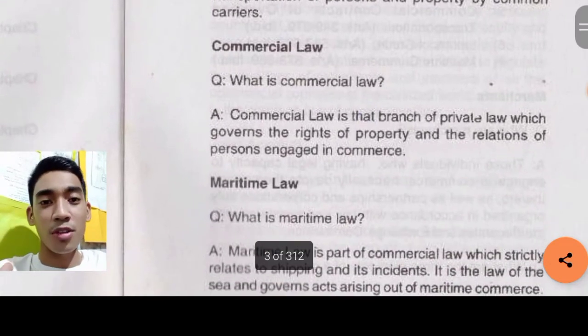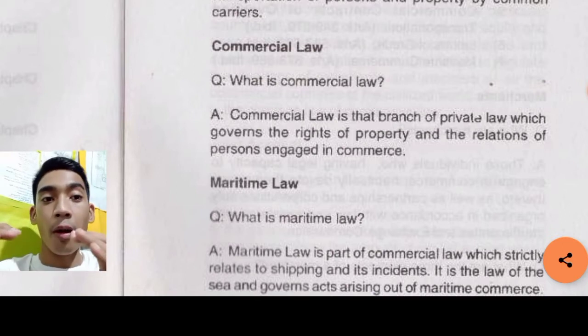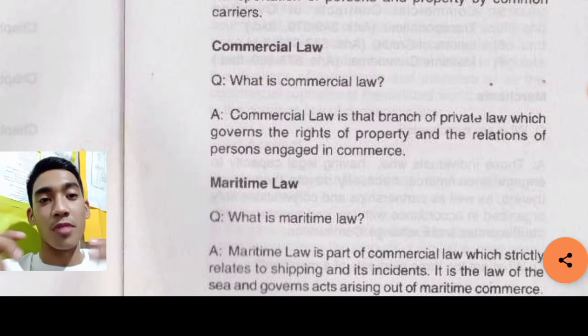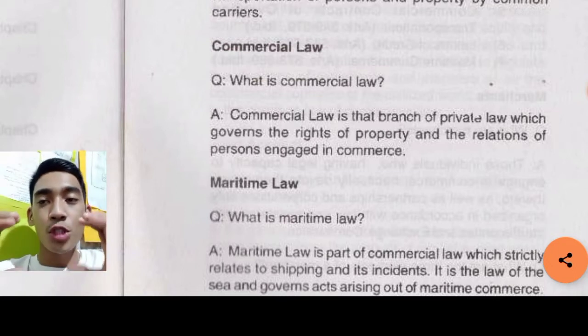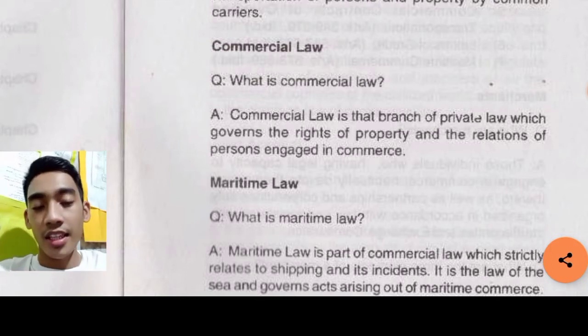What is a commercial law? Again, from the review we had, commercial law is a branch of private law which governs the rights of property and the relations of persons engaged in commerce. So this is the law which governs the relations of persons engaging in trade and commerce.